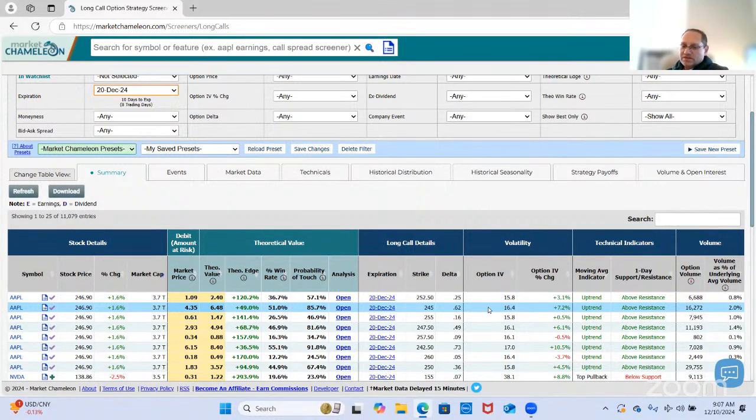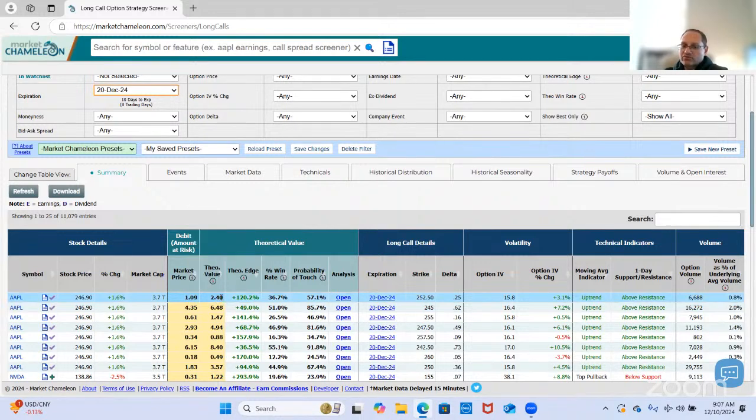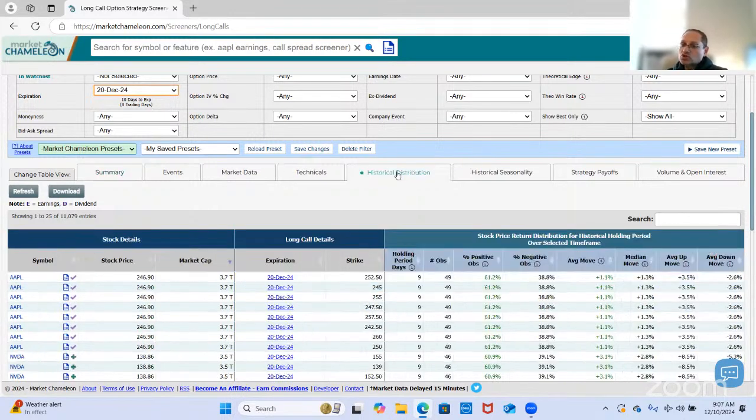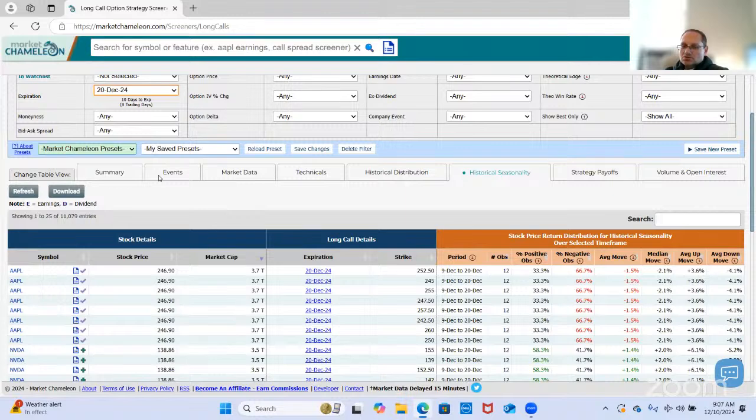What we did before today was look at the price of the option and compare it to a theoretical value based on how the stock performed historically, and we looked at the historical win rate, probability of touch. We also looked at the historical distribution of the stock. We analyzed that yesterday, and the seasonality. So today, we're going to look at the strategy payoffs.